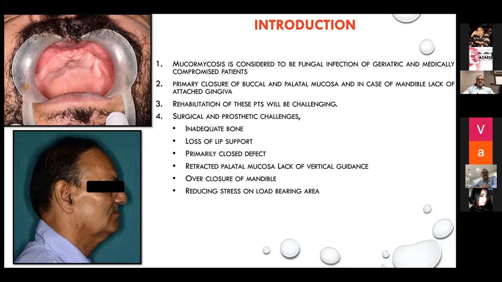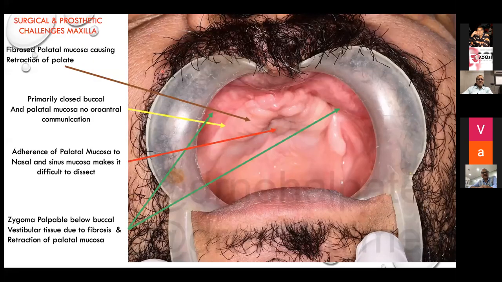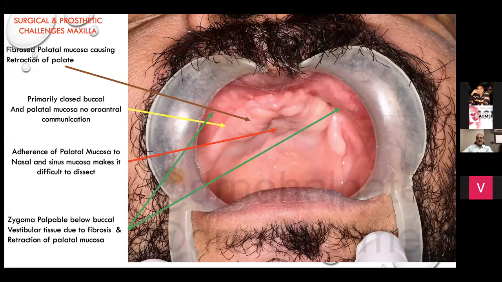Because of this primarily closed defect, most of the time the palate gets retracted because there is no palatal bone support. And since there is no maxillary bone, most of these patients start doing an over-closure of the mandible. This makes rehabilitation of this patient very challenging in terms of prosthetic and surgical rehabilitation. So these are a few of the challenges we have to take into consideration while planning the rehabilitation.